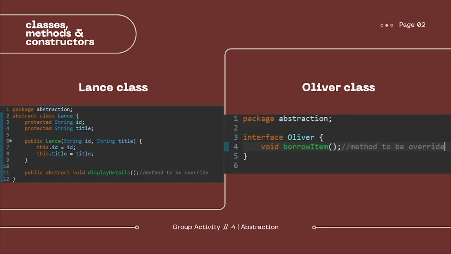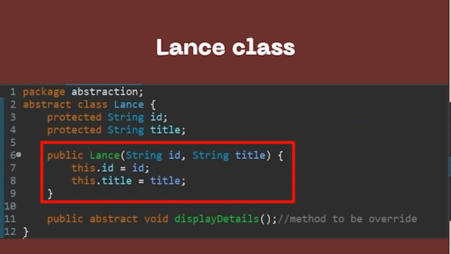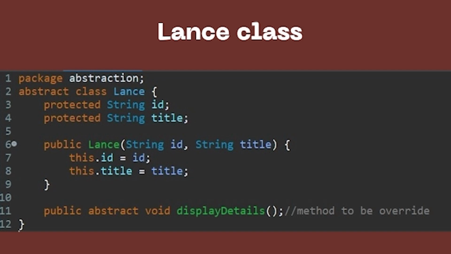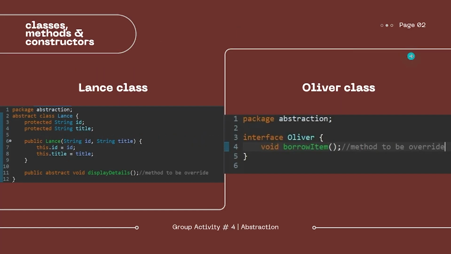I'm Aron Oboza, and I will explain the Lance class or the parent class. Here in our code, we made an interface which is the constructor Lance. In this constructor, we created the attributes ID and title. In display details, we implemented method overriding. This method doesn't do anything because it doesn't have a body, and it is inherited by the Brenn class.